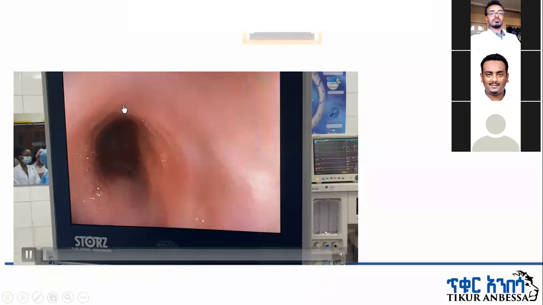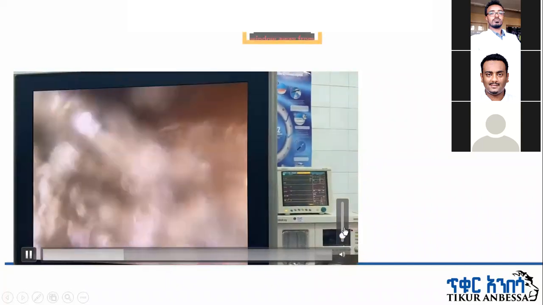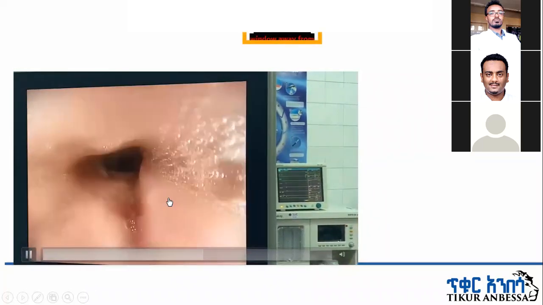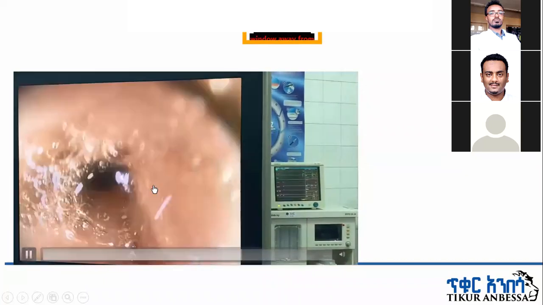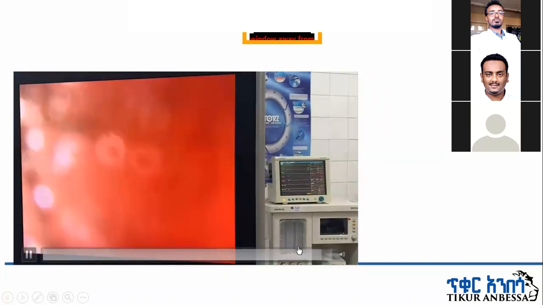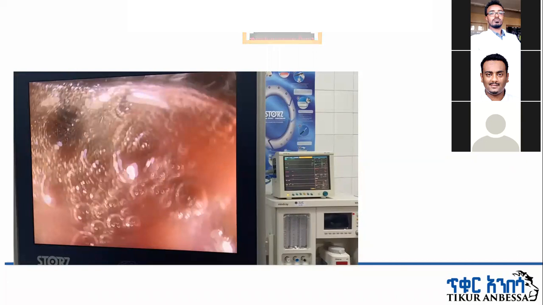This is a young patient who had been managed in our setup. As you can see here, this is his second or third dilation. So this is after breaking the stricture and going into the stomach, in the distal esophagus. Actually, he's managed with PPI and he did not come back because the stricture was effectively managed.